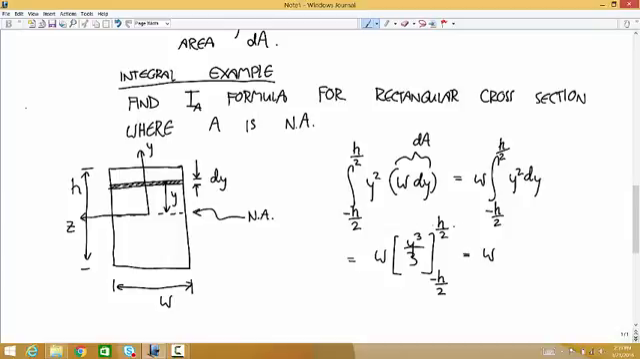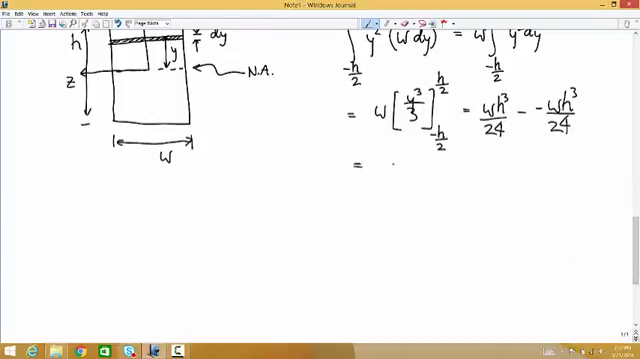So that's w h cubed. So w h cubed over, this is 8 and then 24, right? 2 cubed is 8 times 3 is 24. And then minus negative w h cubed over 24. And so the formula is w h cubed over 12.